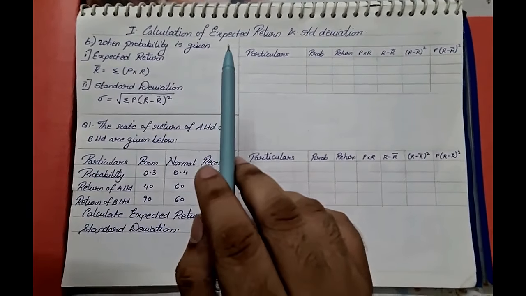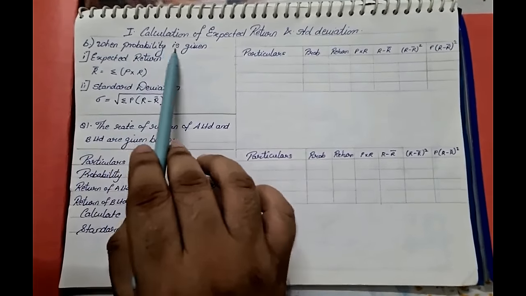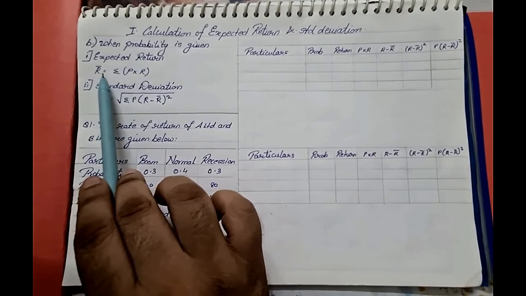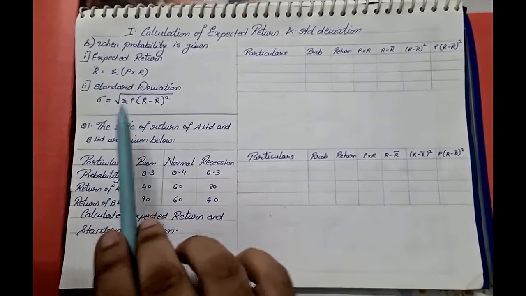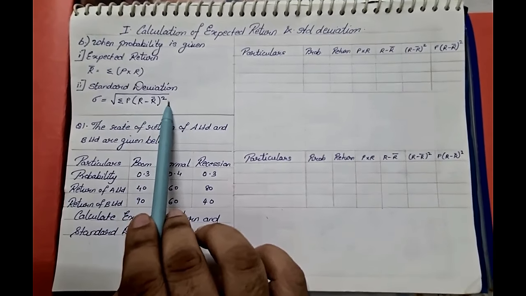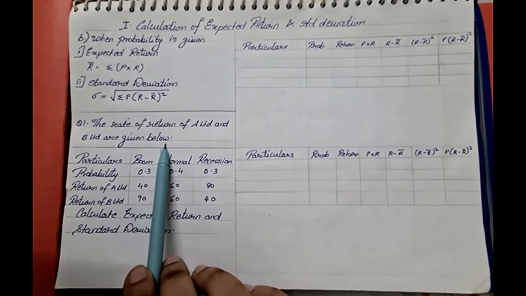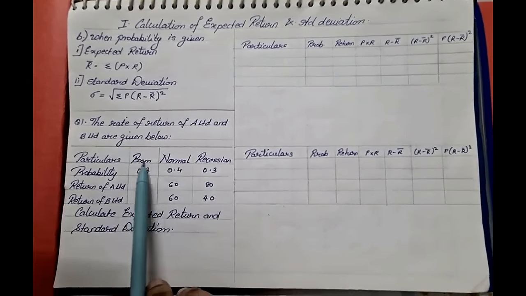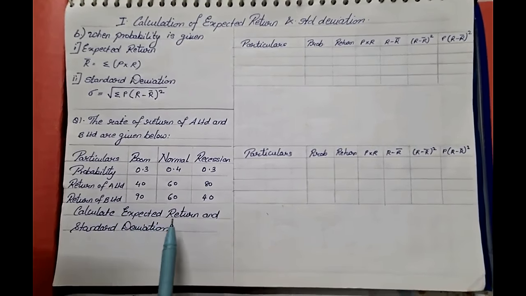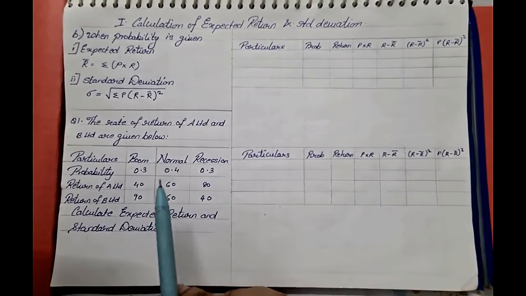Okay, now the second method for finding the expected return and standard deviation is when probability is given. Two formulas: expected return R bar is equal to sigma P into R, and standard deviation is the root of summation P into R minus R bar the whole square. Now the question given here is the rate of return of A limited and B limited are given below. There is probability which is given, 3 conditions are given and 2 companies are given. We need to find the expected return and the standard deviation. So let us see now how to solve this particular sum.